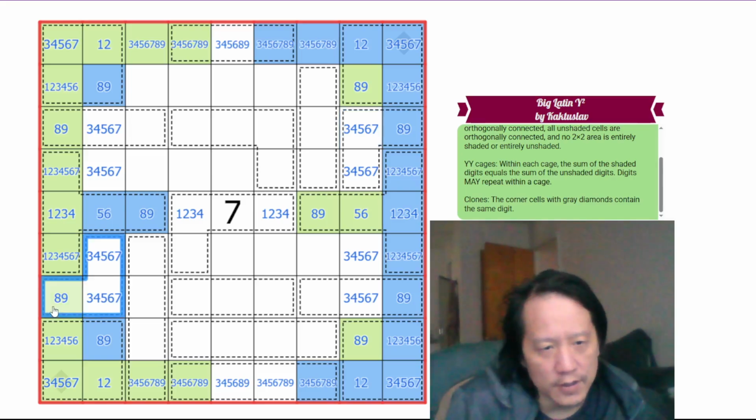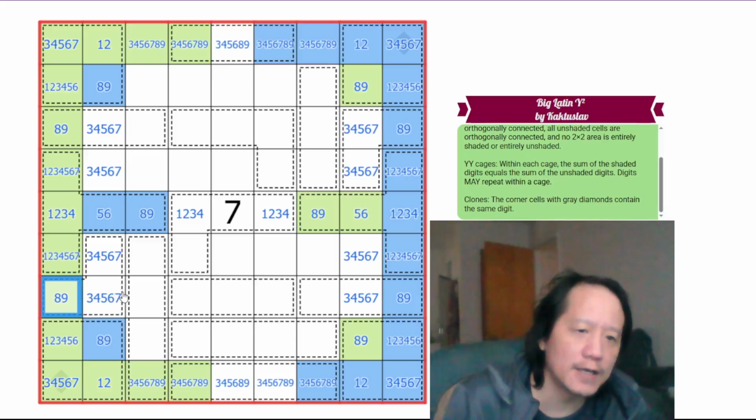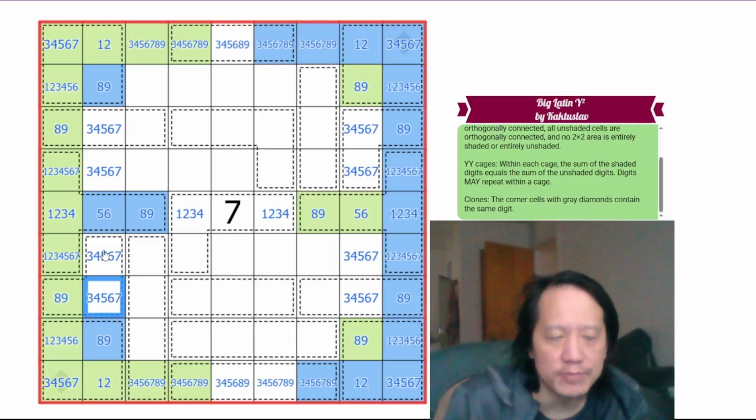So for these, 8 and 9 cannot add up with another digit to give a single digit. So these have to be the same, and they add up to the 8 or 9. Same with this. These have to be the same and add up to 8 or 9. Therefore, this is a 2x2 area that's blue. This must be green. 2x2 area that has 3 green, so this must be blue.